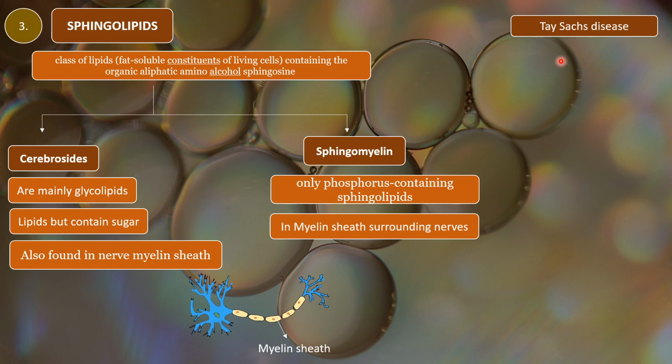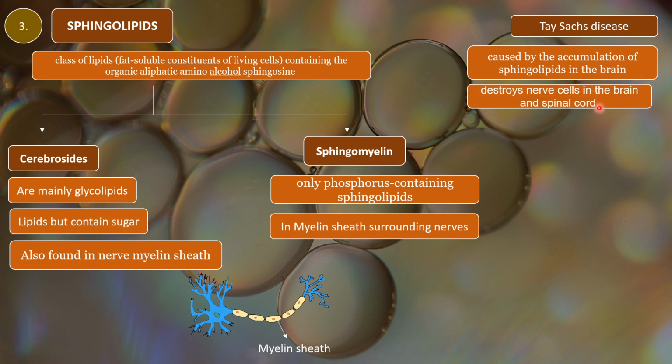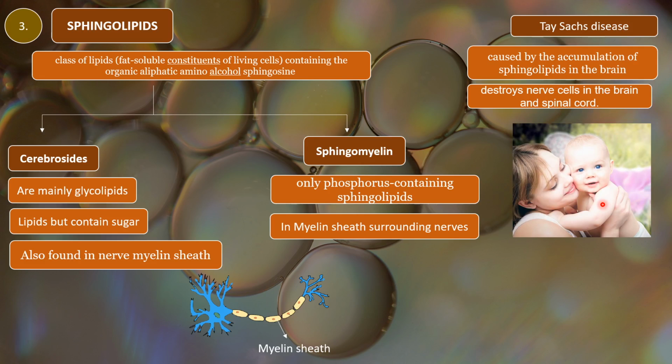Now there is a disease which is called Tay-Sachs disease, right? This disease is caused by the accumulation of sphingolipids in the brain. When there is abnormal accumulation of sphingolipids in the brain, so much sphingolipid is formed, then this leads to Tay-Sachs disease, right? And this leads to destruction of nerve cells in the brain and spinal cord. This disease mainly happens in newborn infants, right? This is also a hereditary disease, right?